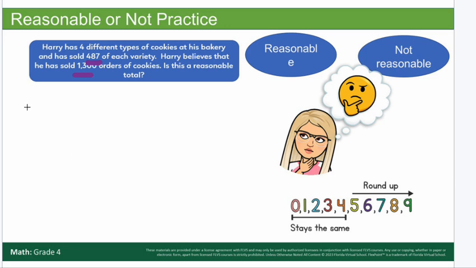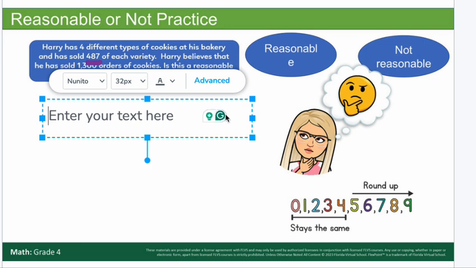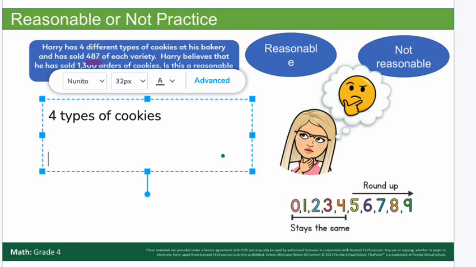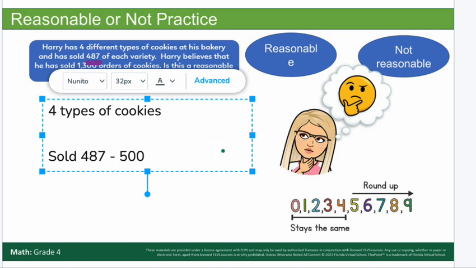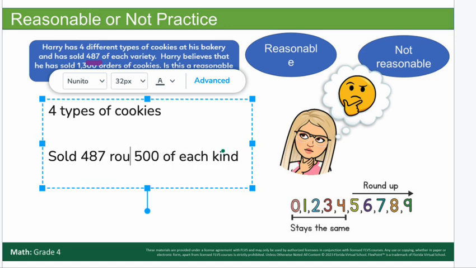Okay, 4th grade, let's talk about this. So we know that we have 4 types of cookies. We know that he sold 487 of each, which is really about 500 of each kind when we round it. So 487, and then we rounded to 500.